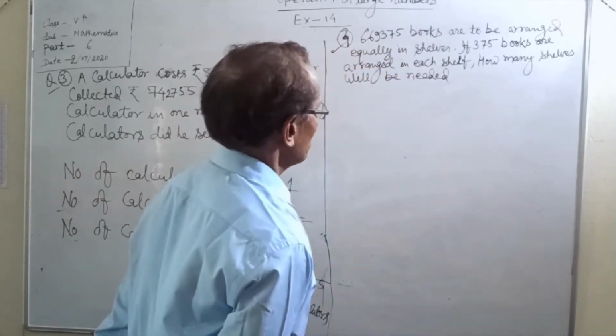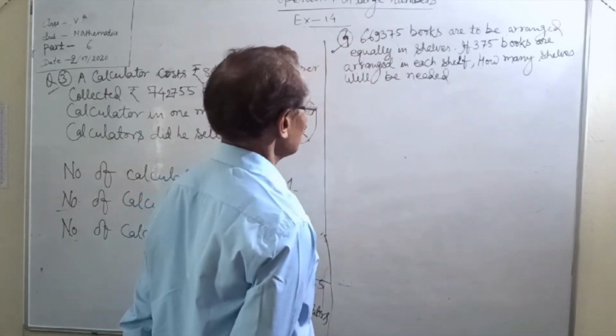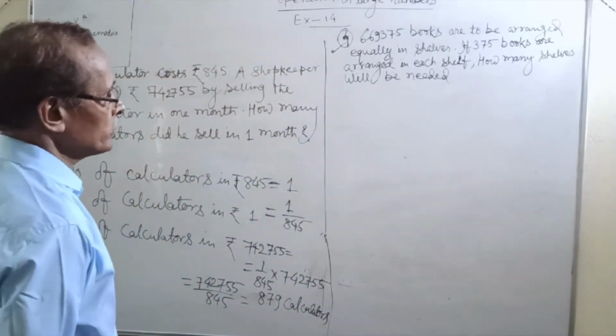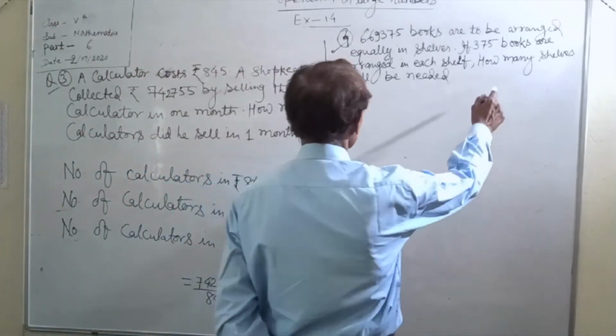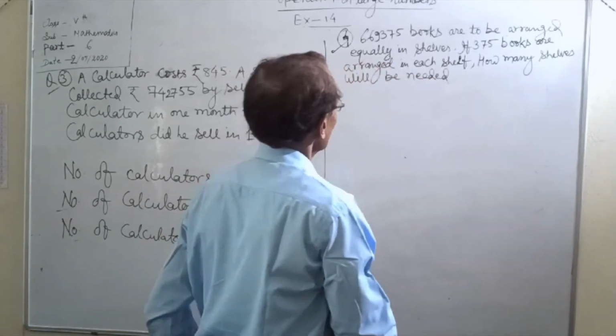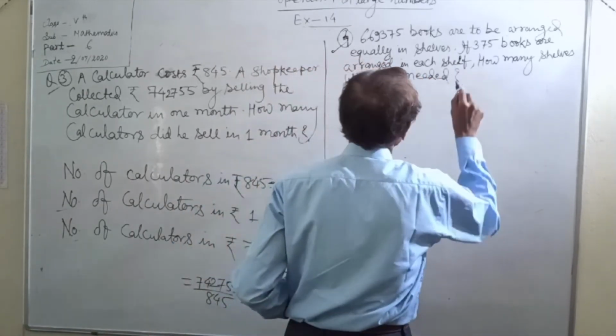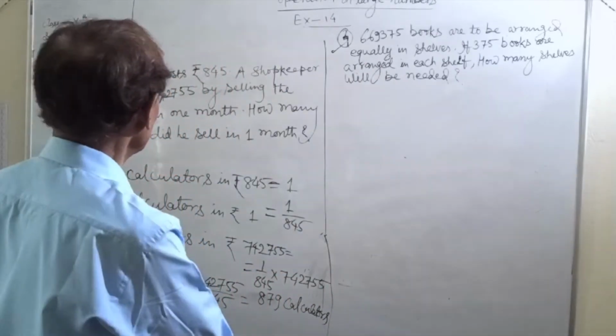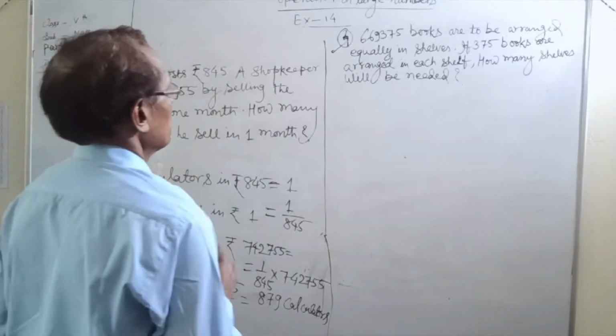If 375 books are arranged in each shelf, how many books are arranged in one shelf? 375. How many shelves will be needed? What will be the number of shelves? Exactly follow the process of the unity method.